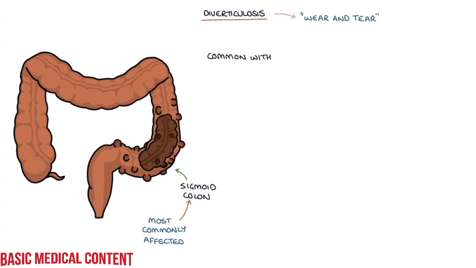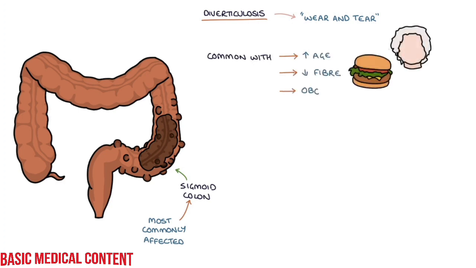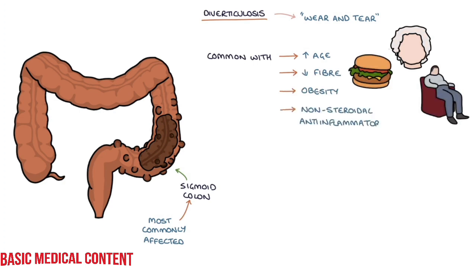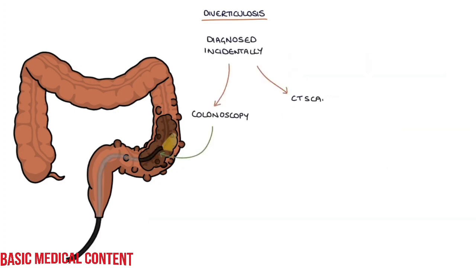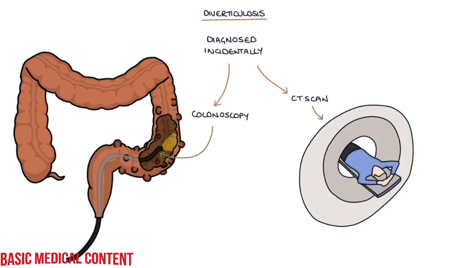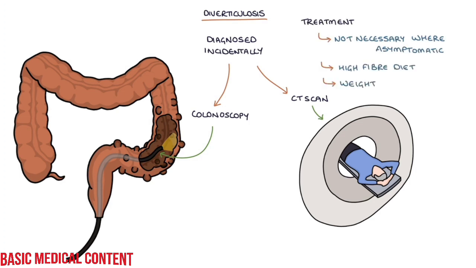Diverticulosis is very common with increased age. Low-fiber diets, obesity, and the use of nonsteroidal anti-inflammatory drugs or NSAIDs are also risk factors. The use of NSAIDs increases the risk of diverticular hemorrhage. Diverticulosis is often diagnosed incidentally on a colonoscopy or a CT scan. Treatment is not necessary where the patient is asymptomatic. However, advice regarding a high-fiber diet and weight loss is appropriate.